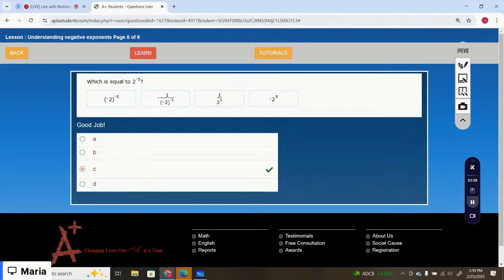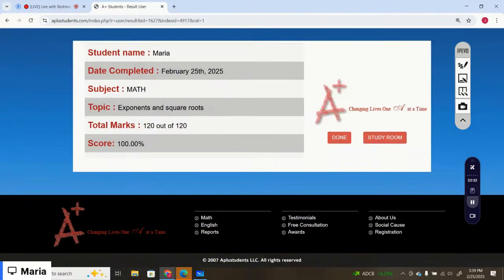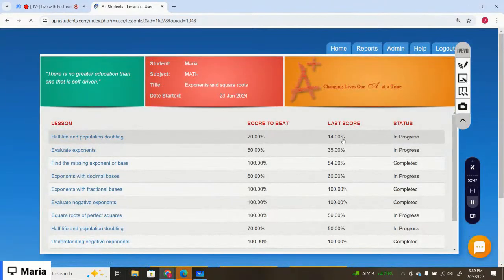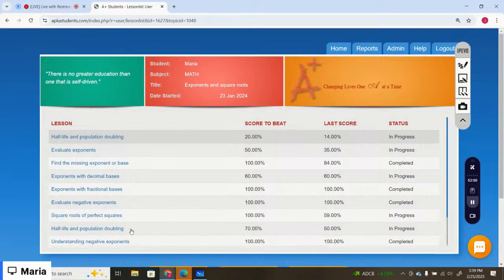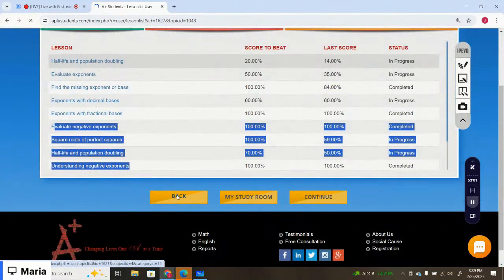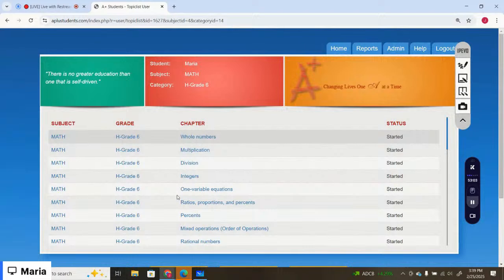Okay, so we were working on grade 6 math. The chapter we're working on is exponents and square roots. The lessons we have covered today are evaluating negative exponents, square roots of perfect squares, half-life and population doubling, and understanding negative exponents. So please make sure that before the next session you complete all the practice questions for the lessons we just did. That is your homework until the next session.